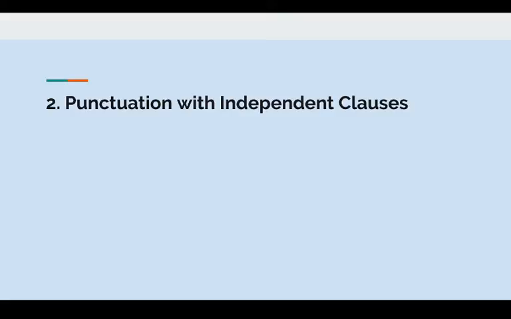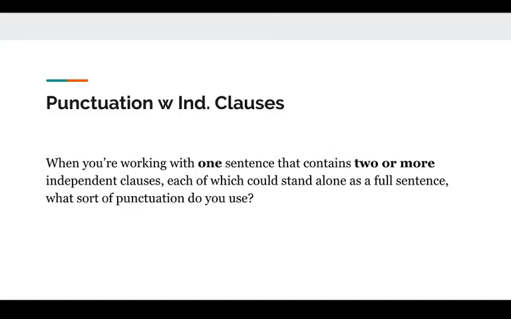So the next topic I want to be covering is the punctuation with independent clauses. So first, when you're working with one sentence that contains two or more independent clauses, each of which could stand alone as a full sentence, what sort of punctuation do you use? That's the question you're going to be asking yourself when you're facing sentences that have two independent clauses.